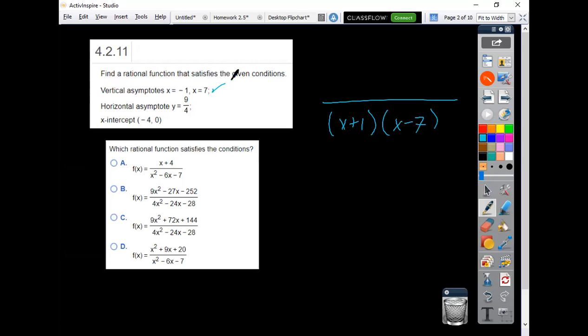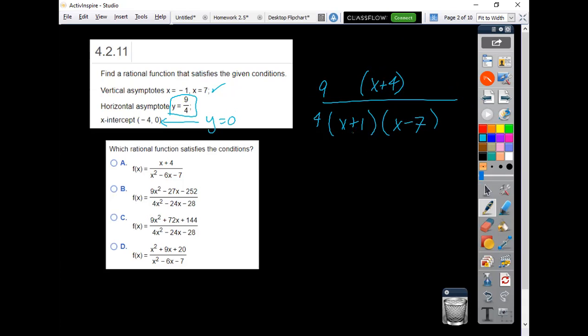A horizontal asymptote, that's the one I talked about just in the last video. If you have a 9/4, that means you need to end up with the same degree in the numerator and the denominator. And then it says there's an x-intercept at -4. Well, the x-intercept at -4 would be x plus 4 in the numerator, because an x-intercept is when y equals 0 on the x-axis. What makes this fraction equal 0 is when the numerator is 0. So x equaling -4 would make the whole fraction 0.